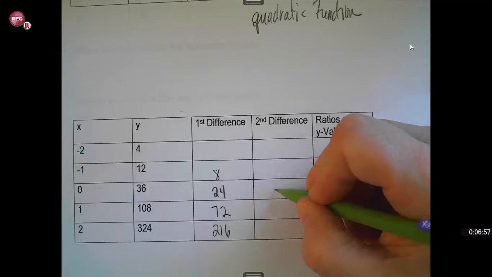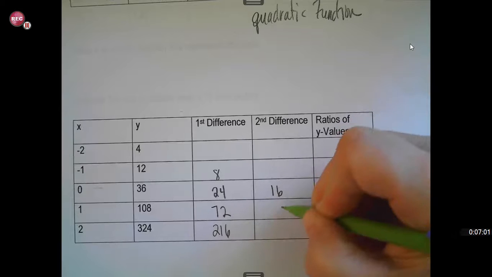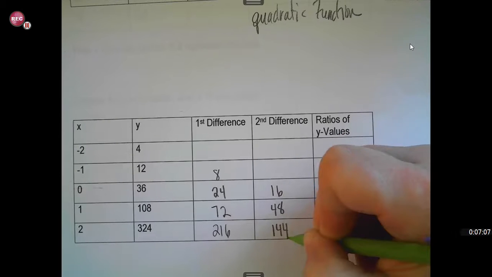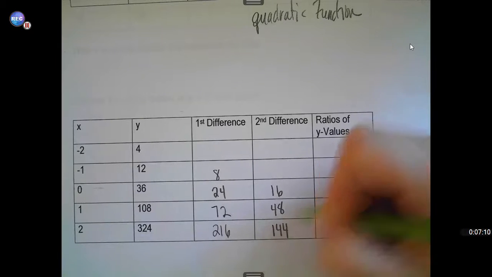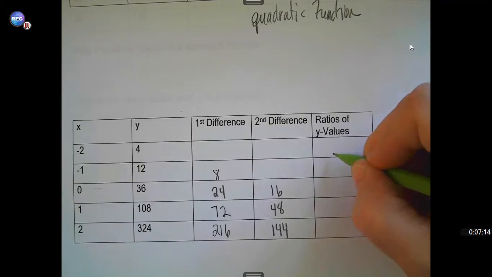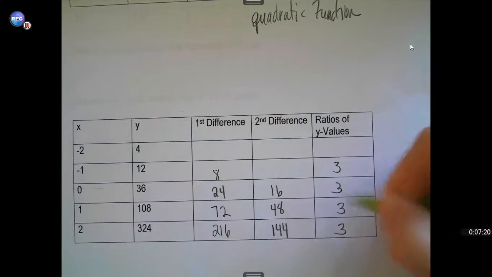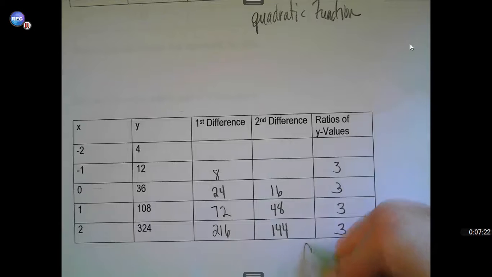Then we go to the second difference, and that difference is 16, 48, and 144. Okay, so not quadratic. And then 12 divided by 4 is 3, 3, 3, 3. So the best regression is an exponential function.